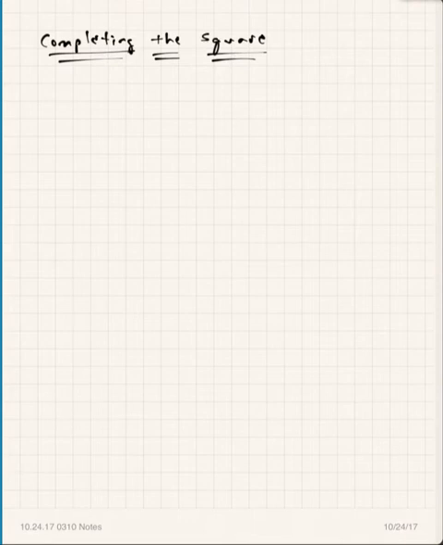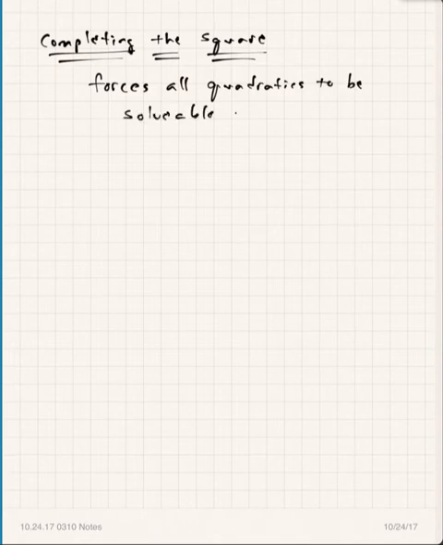So with completing the square, this is a way of forcing any equation to be solvable by the square root method. So this forces all quadratics to be solvable using the square root method. And really, the word force is, in this case, valid in that you've got an equation that's not in this nice form, something squared equals a constant. So we're actually going to go out of our way to force it to be in that form.